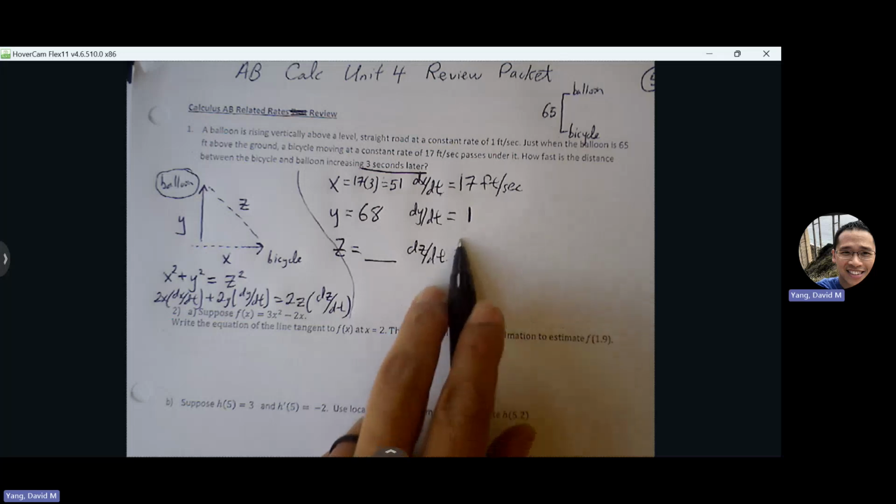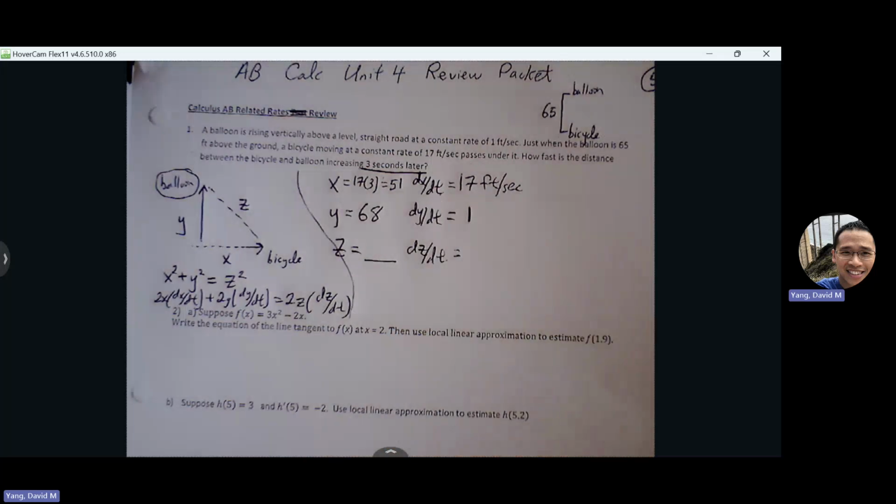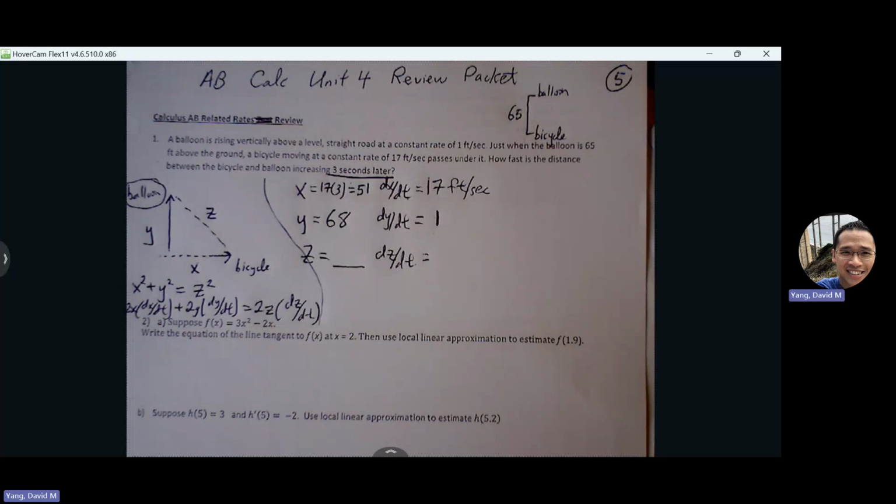What do you expect out of dz/dt? Positive, yeah, because as the balloon is rising, as the bicycle gets further and further away, you expect the hypotenuse to also be increasing. All right, so try that. See if you can finish this problem on your own. And I do have the key attached a few pages later, so you can check your progress as well.